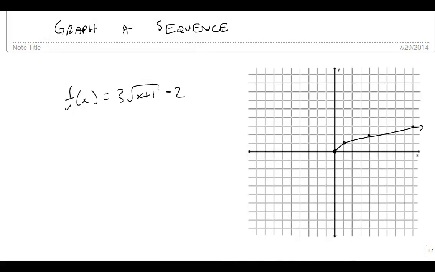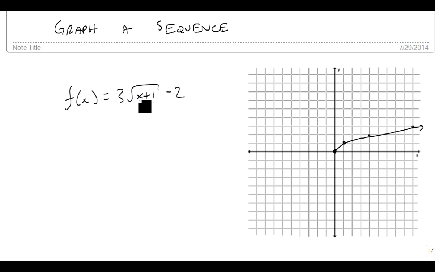Let's use that list now to graph a new function based off of a library function. So let's transform a library function. We're going to start with the function f of x equals 3 times the square root of x plus 1 minus 2. And here's our square root of x function drawn in. And what we're going to do is follow our steps.